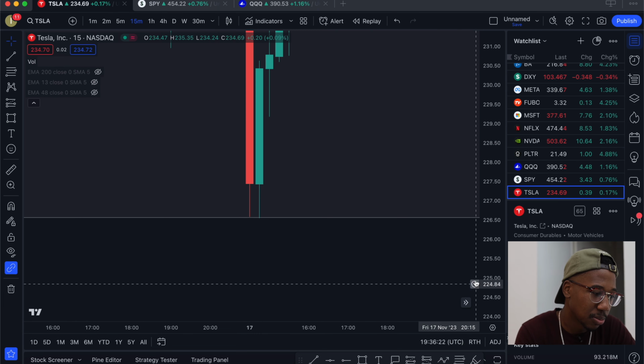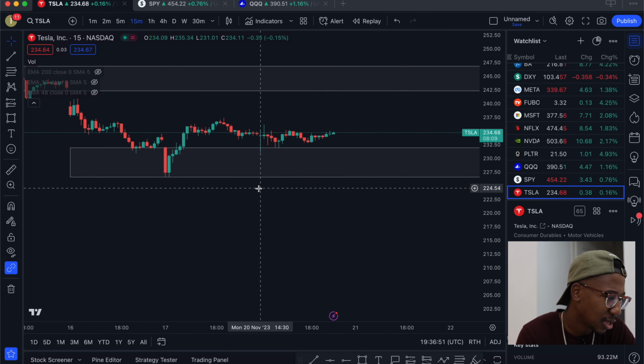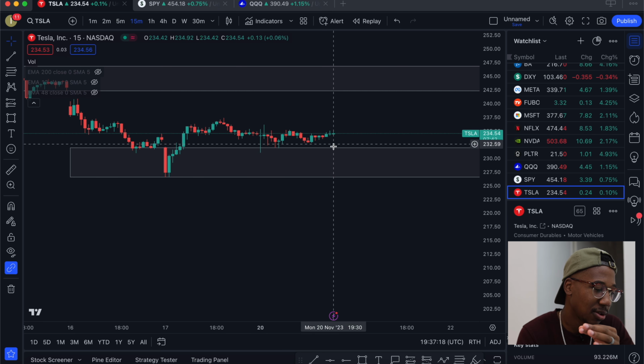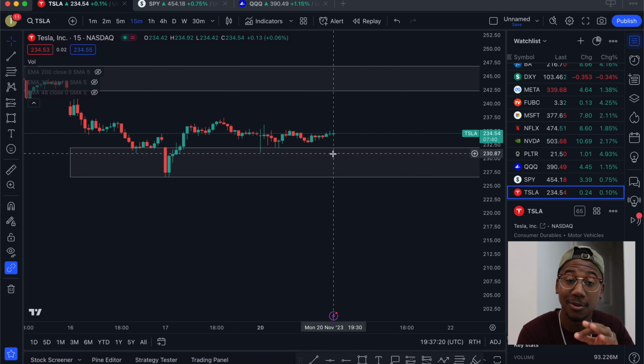Looking at some more examples. So the next area of liquidity I see is right here. It doesn't really look like it was taking anything out. So if I were to see anything come down here, I would be on the lookout for a sweep of liquidity. And that is what we are going to go over now.